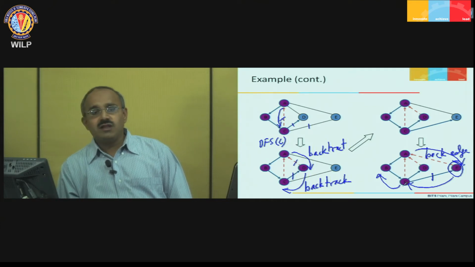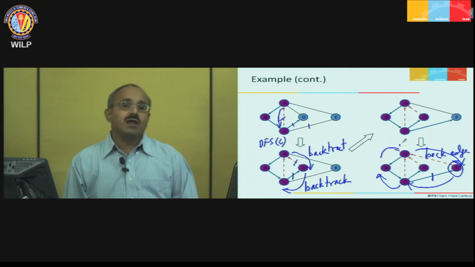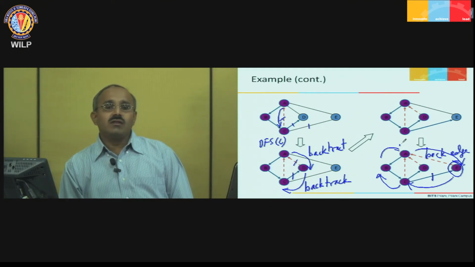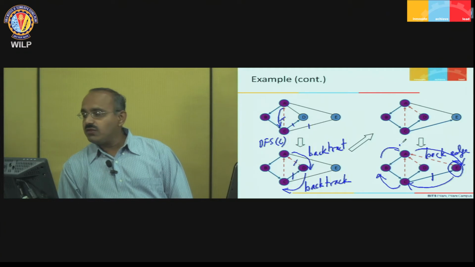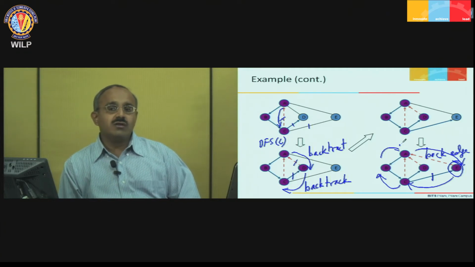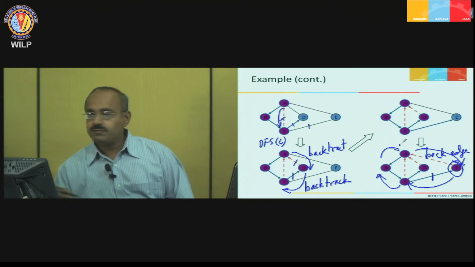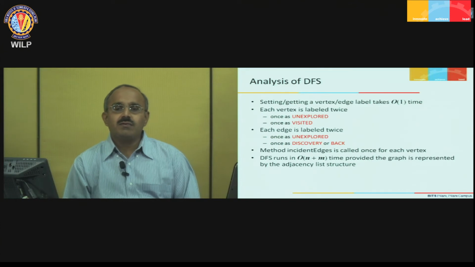At B we see that there is nothing unexplored. So, we go back to A and at A we see now there are no unexplored edges. All the edges at A have already been explored. So, at this particular juncture your DFS procedure will terminate.